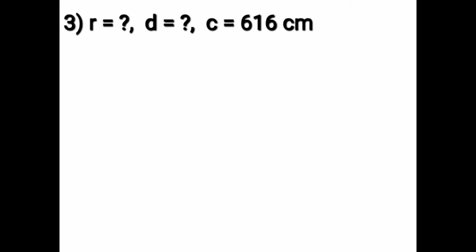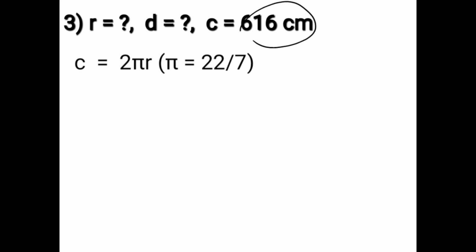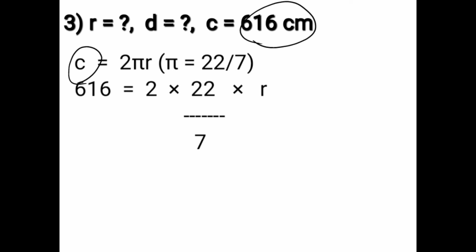Okay. Use the circumference formula when you find the radius. Circumference is 2 pi r. Value of pi will be 22 upon 7. Circumference what is given here? In circumference place you have to write 616. 616 is equal to 2 into 22 upon 7 into r. Radius you have to find. Okay.